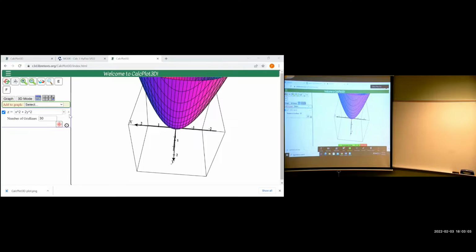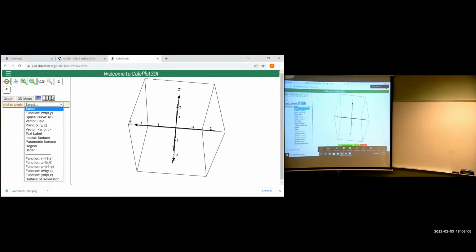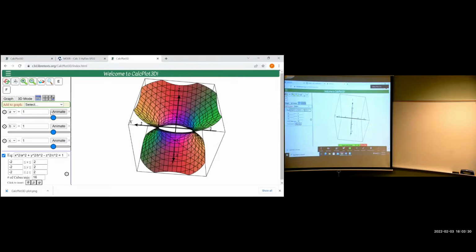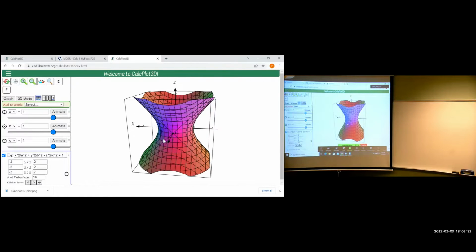If I wanted to do, let's do just a basic one. Let's do an ellipsoid. That's going to be an implicit surface. This is already almost, let's leave it as a hyperboloid. You can actually put those in. So A squared, this is pretty cool. B squared and C squared. And when I hit enter, there's my hyperboloid, but look at what it did for me.